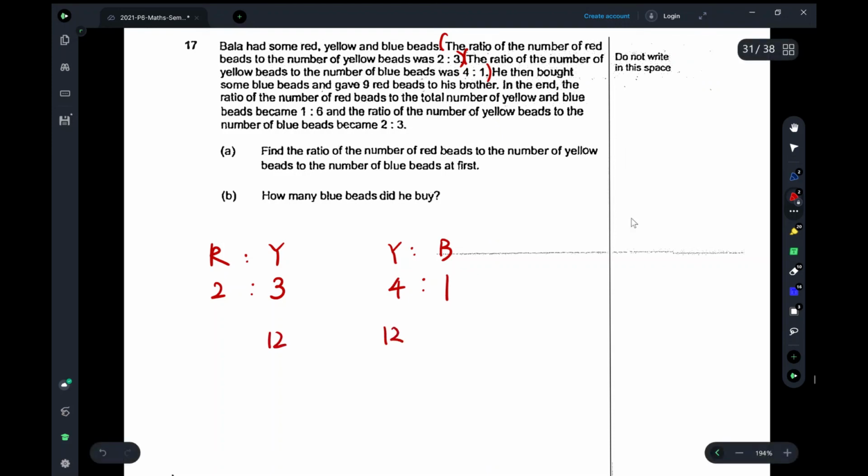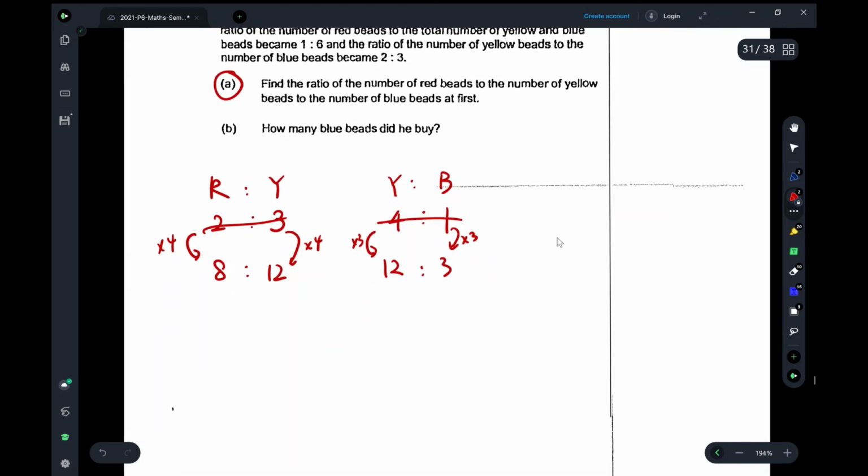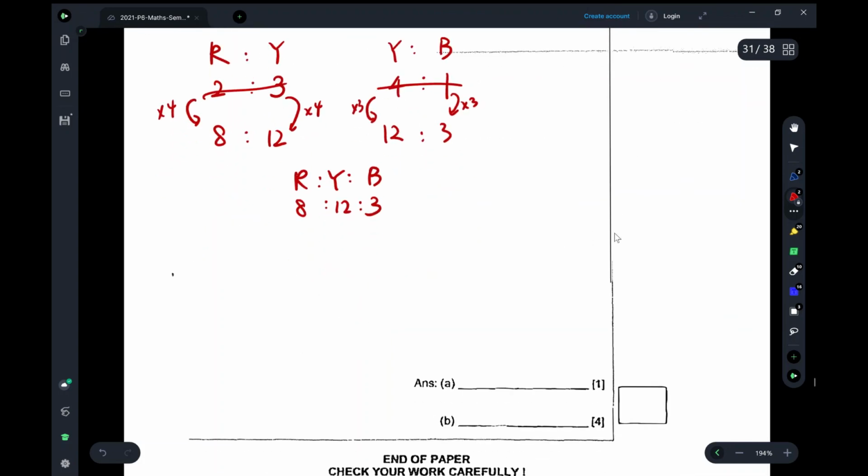So the lowest common multiple is 12. So this times 3, this times 3, this times 4, this times 4, 3. Okay, so this is the ratio of red is to yellow is to blue, 8 is to 12 is to 3. And that's what the question is asking for. Red is to yellow is to blue, that is 8 is to 12 is to 3. Okay? 1 mark in our bag.